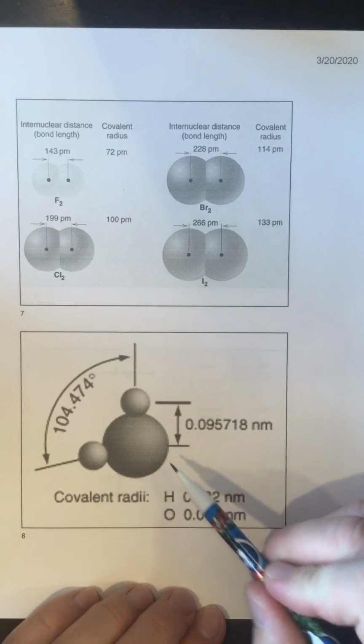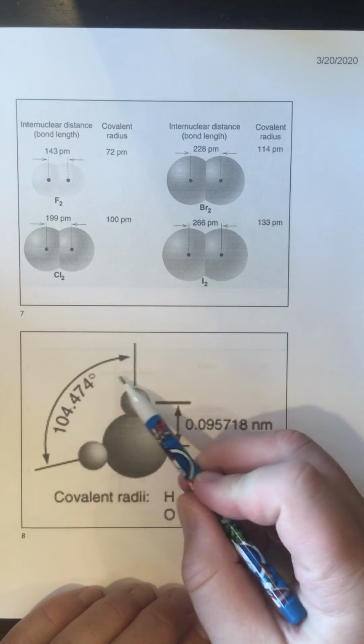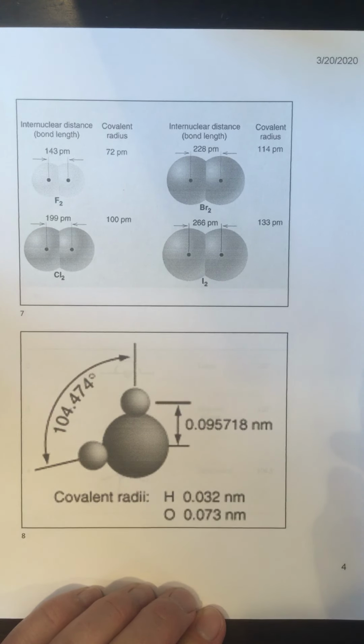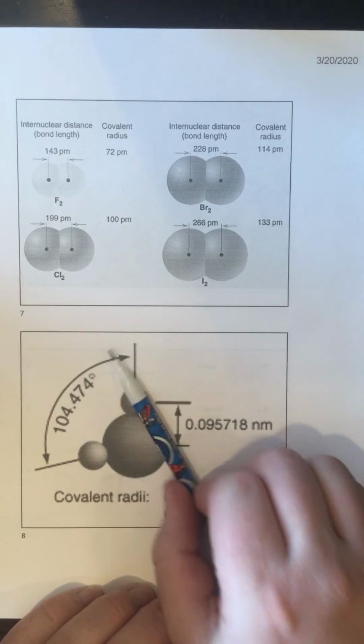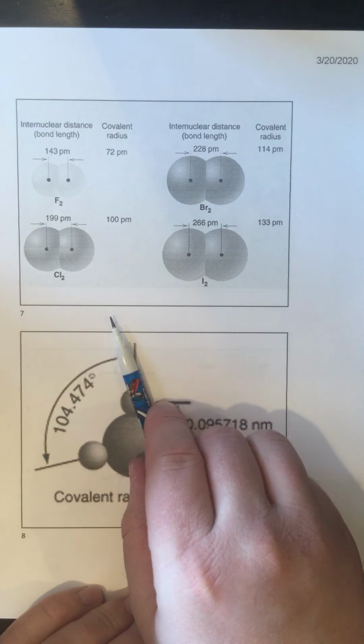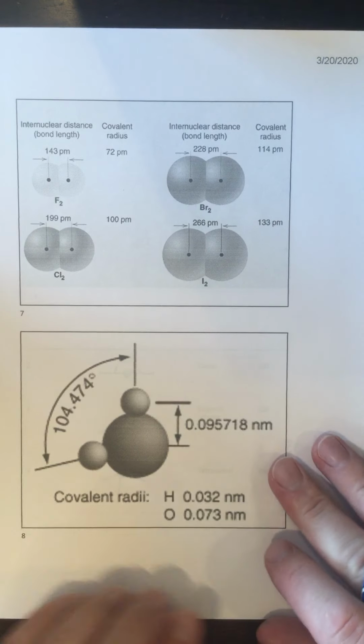And here is an example of the bond angle. Okay. Bond length, bond angle. The angle between the different atoms.